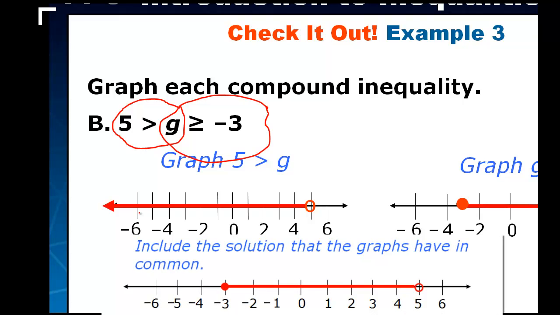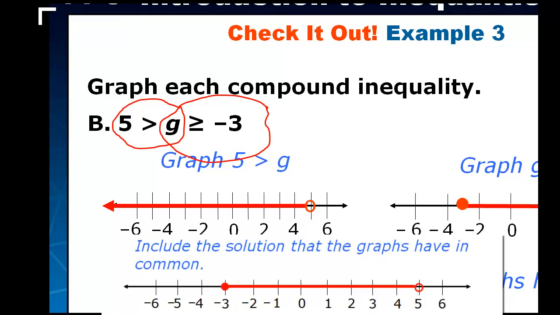Let's compound the two graphs. Here we have a number line. We will go to 5 and draw an open circle. We will go to -3 and draw a closed circle. Then the numbers between 5 and -3 are the solution. From 5 I'm going to the left, and from -3 I'm going to the right.